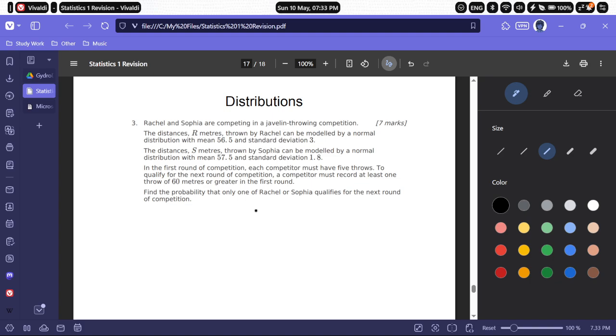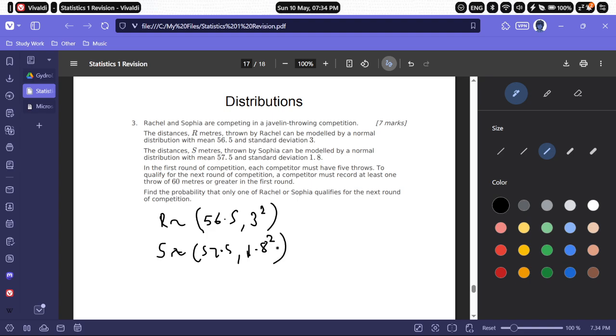Rachel and Sophia are competing in a javelin throw competition. The distances R meters thrown by Rachel can be modeled by a normal distribution. So R can be modeled by a normal distribution with mean 56.5, standard deviation 3. Sorry, variance as 3 squared. I have to mention the variance. Then you have S. There's something similar, but it's 57.5, comma 1.8 squared.